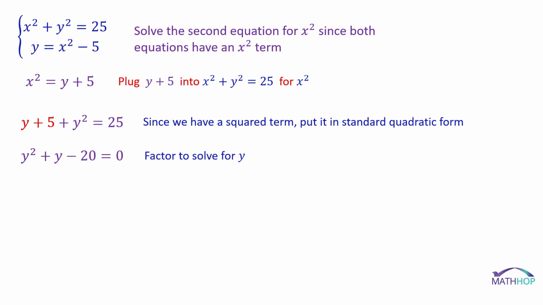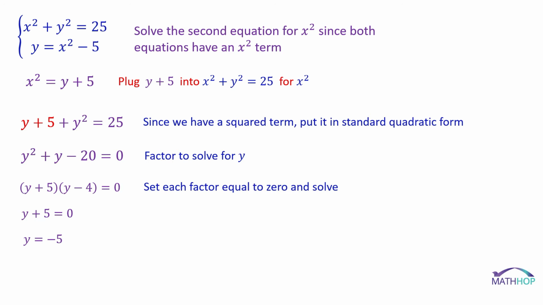Again, we want to factor to solve. Factors of negative 20 that add up to positive 1. That's going to be positive 5 and negative 4. Once we have our factors, set them equal to 0 and solve for y. Y plus 5 equals 0 gives us y equals negative 5. Y minus 4 equals 0 gives us y equals 4. So now I have two y values, y equals negative 5, y equals 4, that I'm going to plug into x squared equals y plus 5.